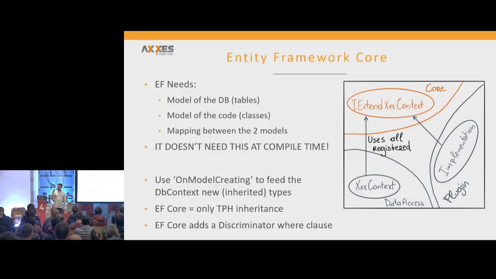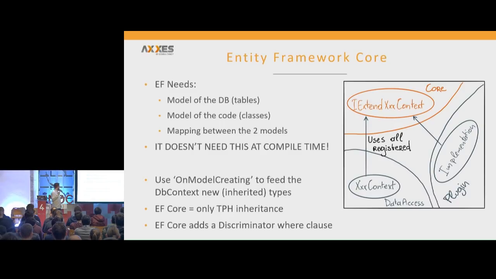Now, Entity Framework Core has some features that EF6 had, and it also misses some, and one of them is the different inheritance models. So Entity Framework Core only supports table per hierarchy inheritance. It means that all your fields go into the same table, and you will have some kind of column that you use as a discriminator to tell you what type of record is in there.